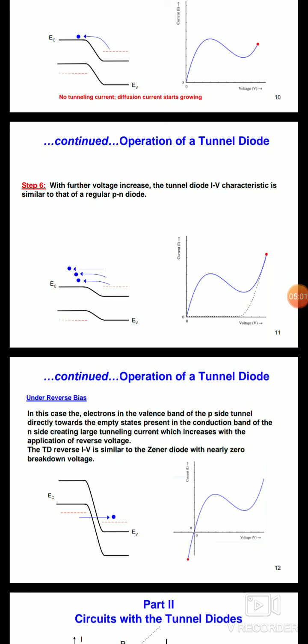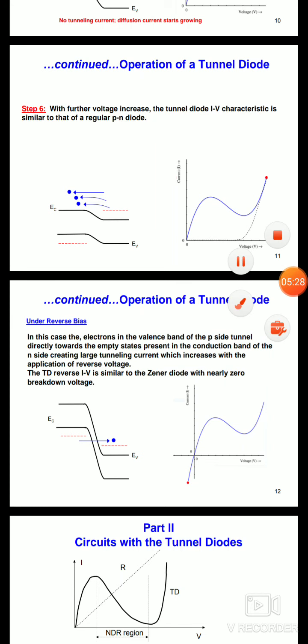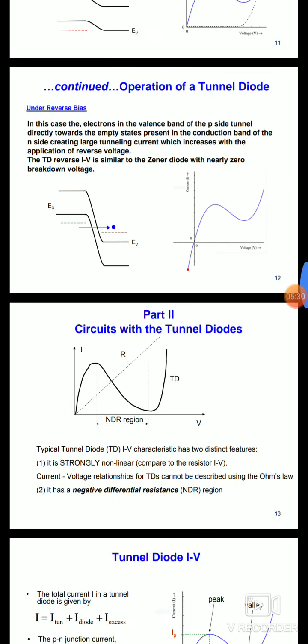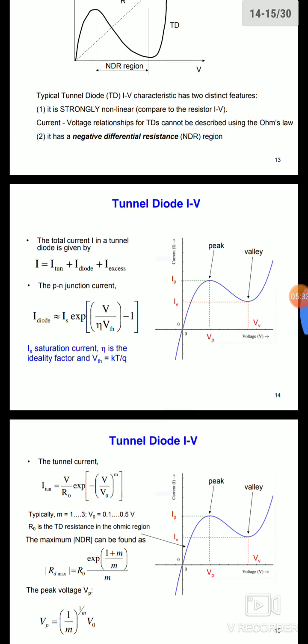Next case, under reverse bias. In this case, the electrons in the valence band of the P side will tunnel directly towards the empty states of the conduction band of the N side, creating a large tunneling current, which increases with the voltage. This is about the reverse bias condition, which shows the IV characteristics of the tunnel diode under reverse bias. And here is one more diagram, which shows the IV characteristics of the tunnel diode, on page number 14.